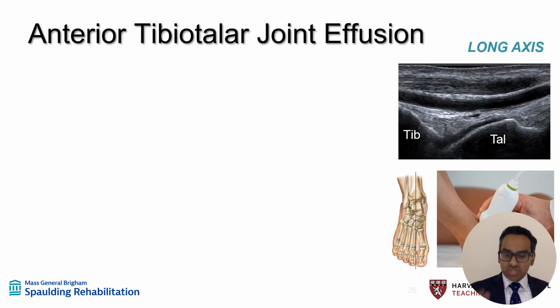So then we use the ultrasound machine. On ultrasound, we look in the long axis view, and we see the talus, we see the distal tibia, and this hypoechoic signal here is the cartilage, or the true tibiotalar ankle joint.